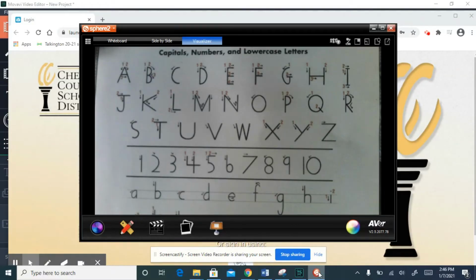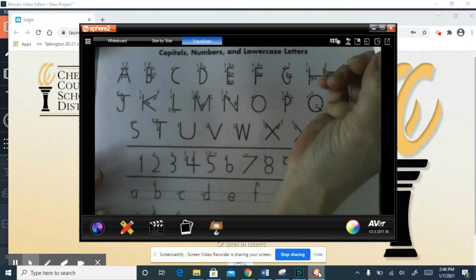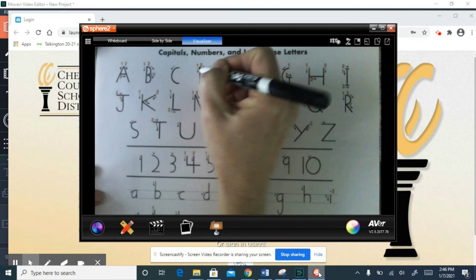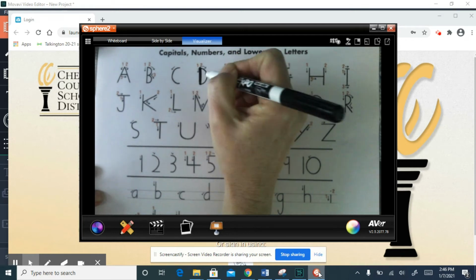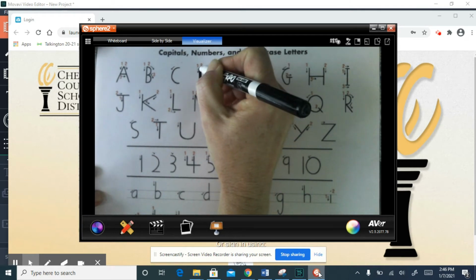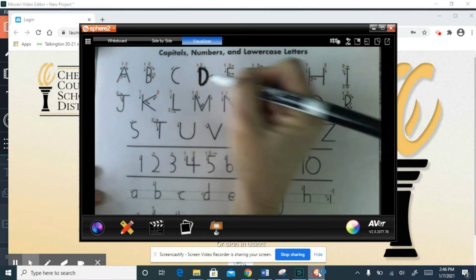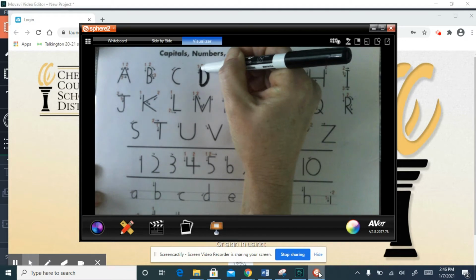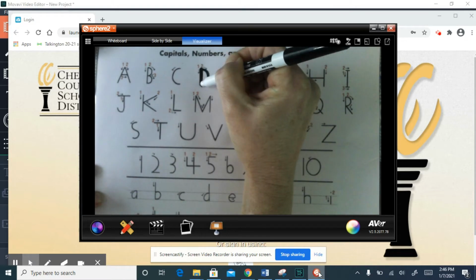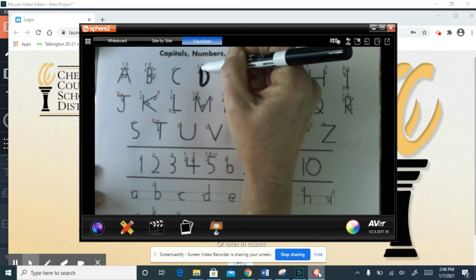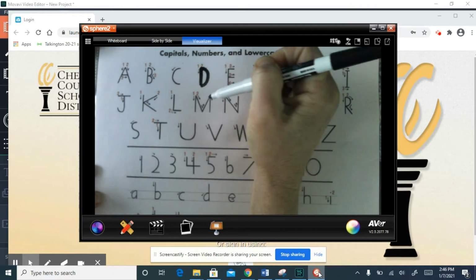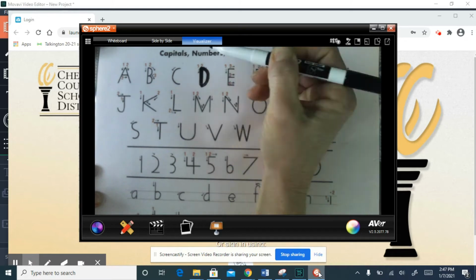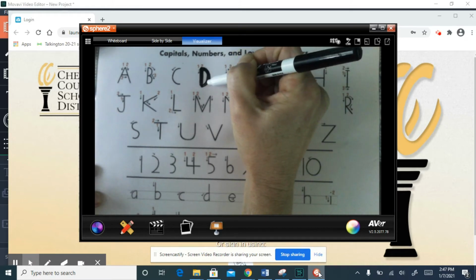So we just looked at the letter D, and again, you're going to start at that top. You're going to trace down, pick your pencil up, go back to that dot, and then curve around and touch that bottom. I want you to trace this 3 times, starting at the top, trace down, pick your pencil up, curve around to the bottom. And last time, start at the top, trace down, pick your pencil up, curve around to the bottom.